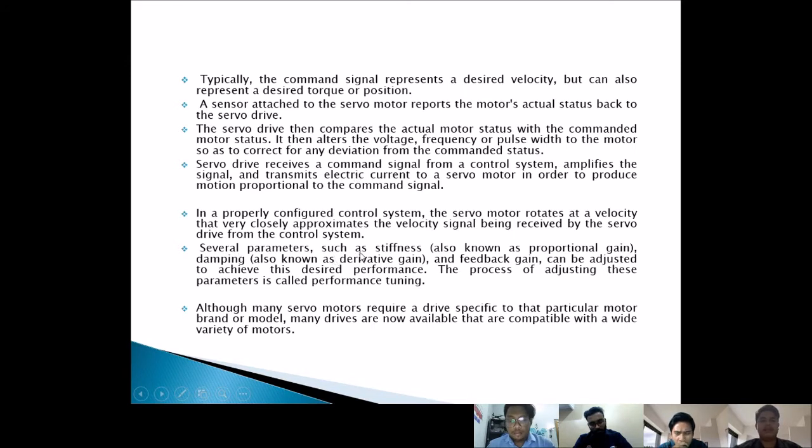Several parameters such as stiffness, which is also known as proportional gain, damping, also known as derivative gain, and feedback gain can be adjusted to achieve this desired performance. Hence, the process of adjusting these parameters is called performance tuning. Lastly, although many servo motors require a drive specific to the particular motor, brand or model, many drives are now available that are compatible with a wide variety of motors.